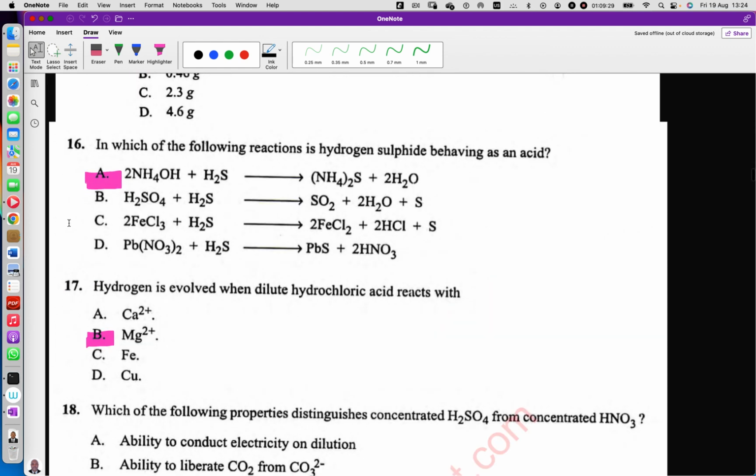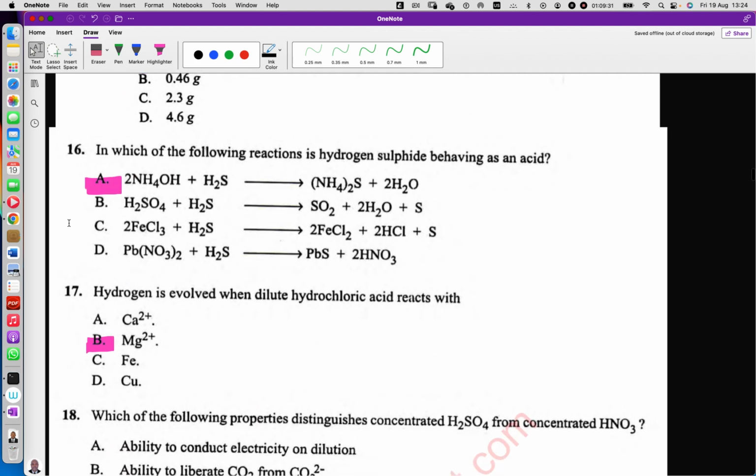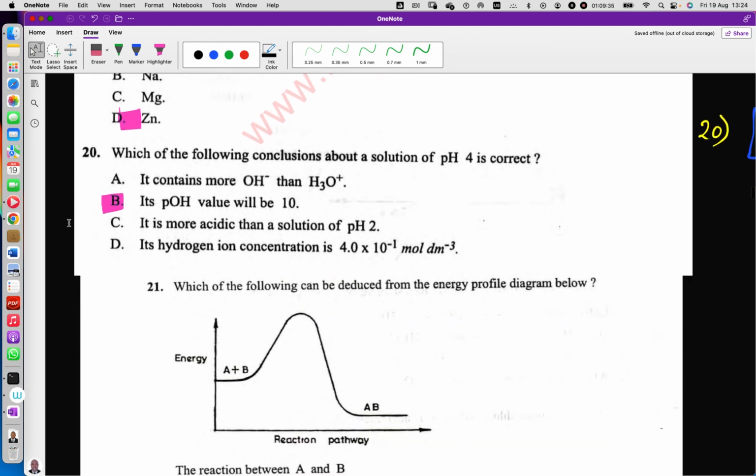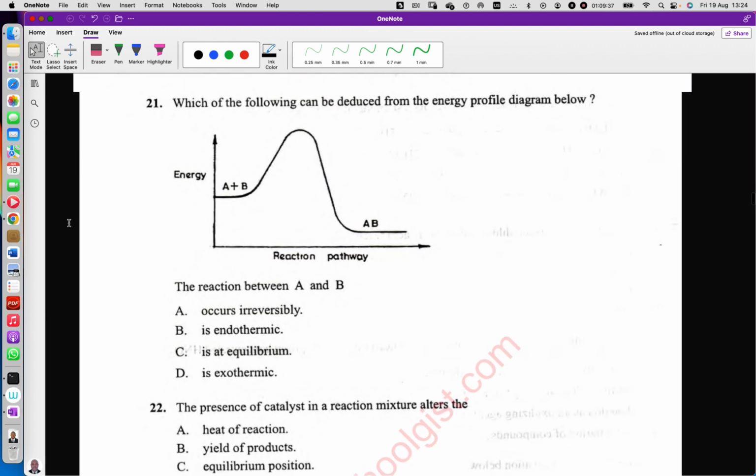Okay, we are going to question number 21. Question number 21 has to do with an energy profile diagram. Which of the following can be deduced from the energy profile diagram below? From the energy profile diagram you see here, A plus B gives AB.